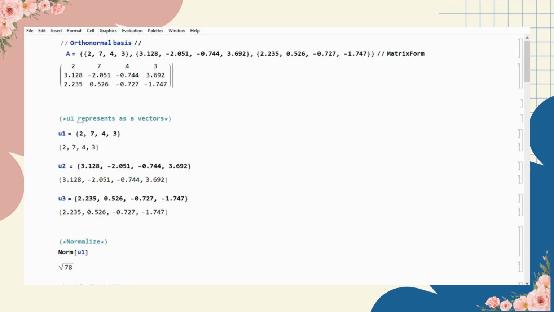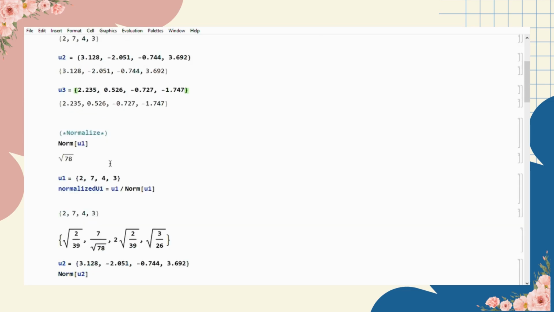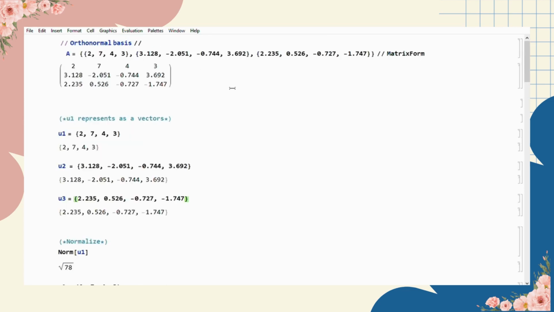We represent it as U1, which is a vector that comes from the first row of the matrix A, 2, 7, 4, 3. And U2, which is vector U2, is the second row of the matrix A: 3.128, negative 2.051, negative 0.744, and lastly 3.692. And the same as U3, we got it from the third row of the matrix A. So, the matrix A has 3 rows and 4 columns. Each element in the matrix represents a value at a specific position within the matrix.